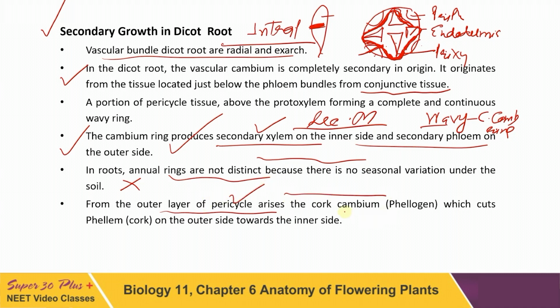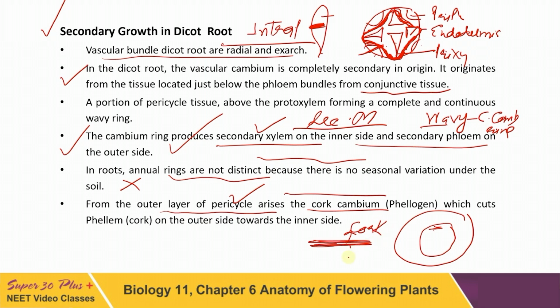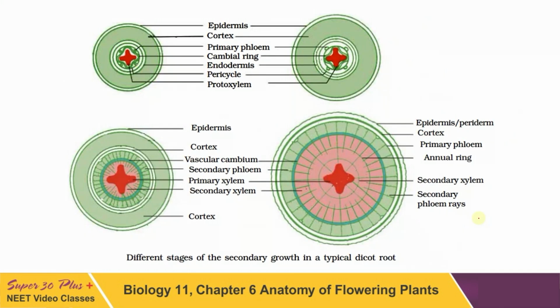Here, in the same way, this is inside the stele. What happens outside the stele? This pericycle will make the cork cambium, and in the same way, the cork cambium will generate tissue on the outer side, that is cork, as I told you in the case of the stem. In the root also, cork will be formed on the outer side, and inside, the secondary cortex will be formed. Is it right? So this is about secondary growth in the dicot root.